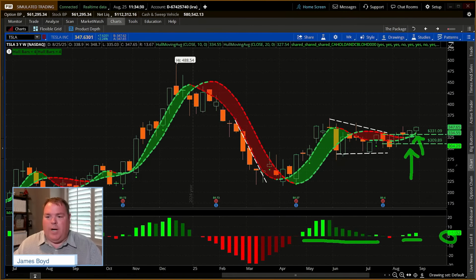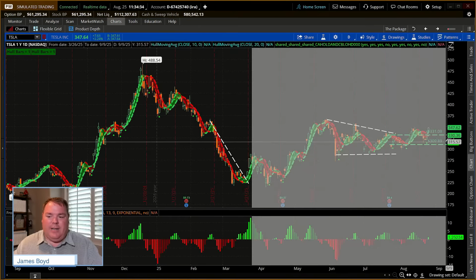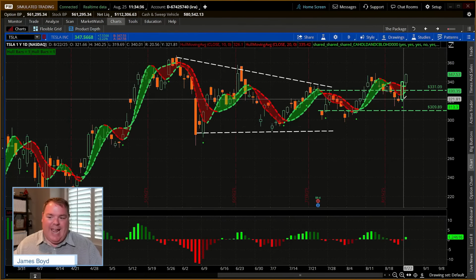Now, the biggest thing we're going to do on Tesla, trade it here, is look at this candle. That was a pretty big candle there.